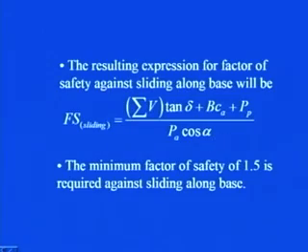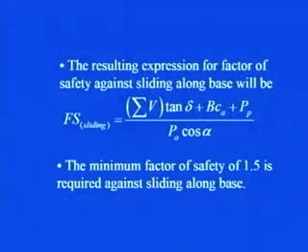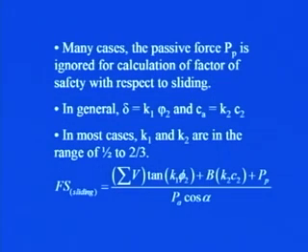In case of overturning, I told you that usually a factor of safety between 2 to 3 is adopted. However, in case of factor of safety against sliding along the base, a factor of safety of 1.5 is required. Now, in many cases, the passive force Pp is ignored for the calculation of factor of safety with respect to sliding, and then in general this delta is taken to be some factor of phi 2. Phi 2 is the angle of internal friction of the soil which is lying in front of the heel and below the base slab. So, K1 is any factor.